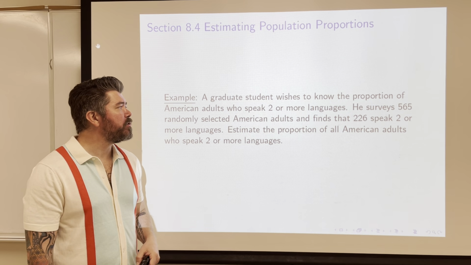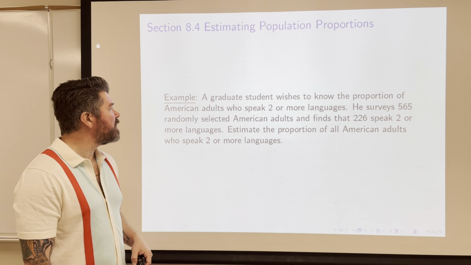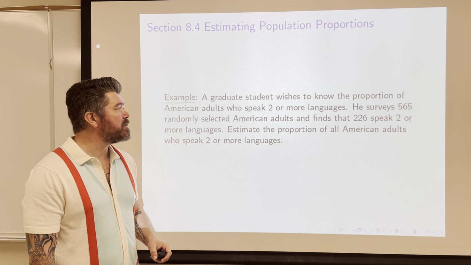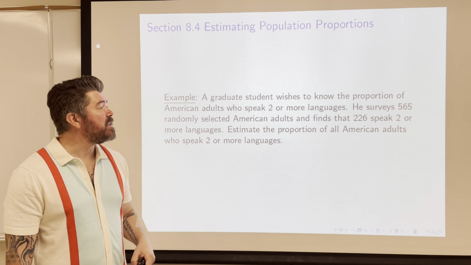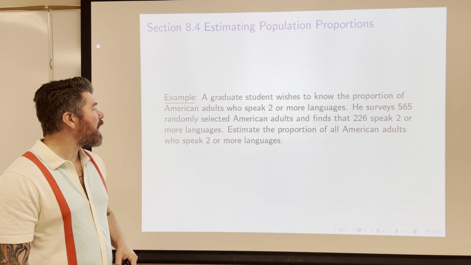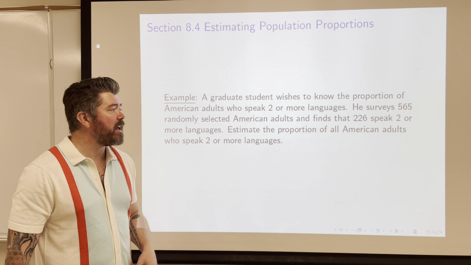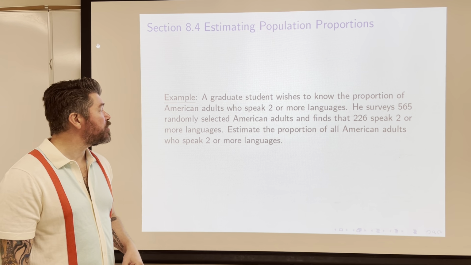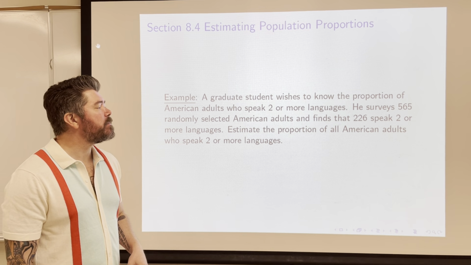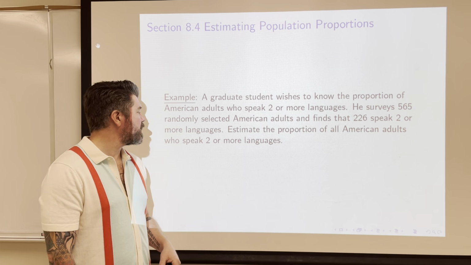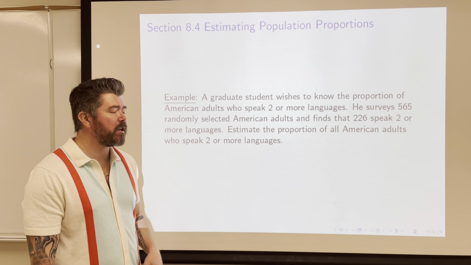A graduate student wishes to know the proportion of American adults who speak 2 or more languages. He surveys 565 randomly selected American adults and finds that 226 speak 2 or more languages. Estimate the proportion of all American adults who speak 2 or more languages.